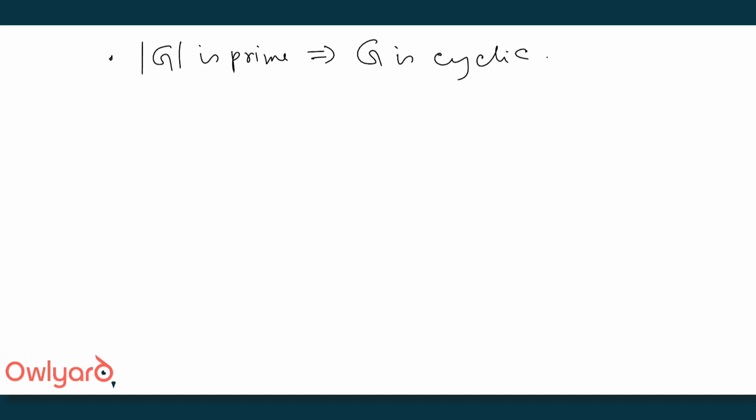Okay, the proof is maybe just one line. I can consider any arbitrary element A that belongs to G such that A is not equal to identity. And now I can ask the question, what is the order of this A? So I know that the order of this A must divide the order of G.